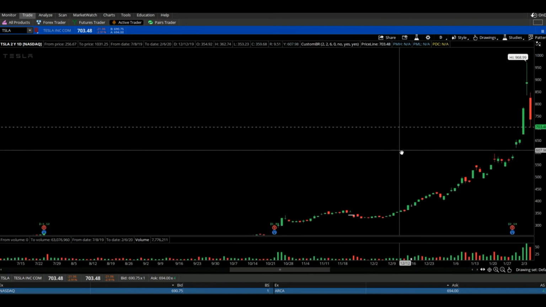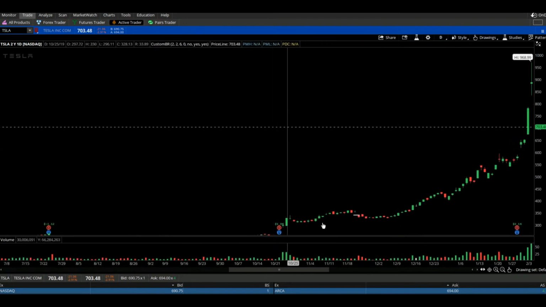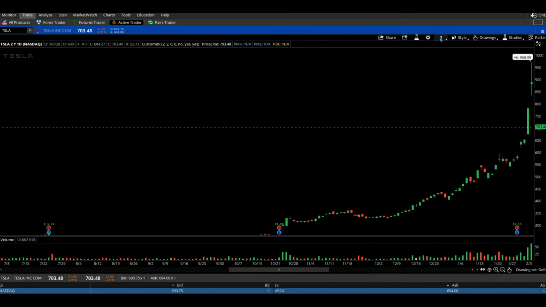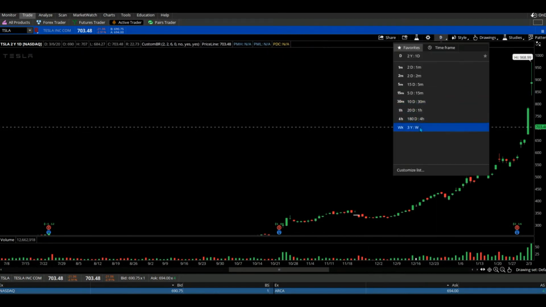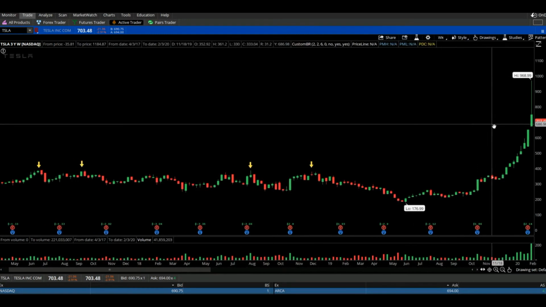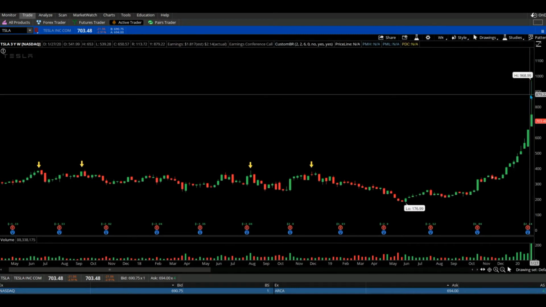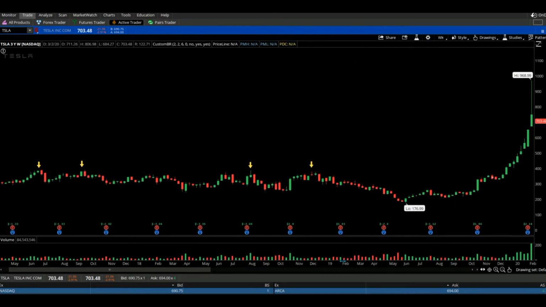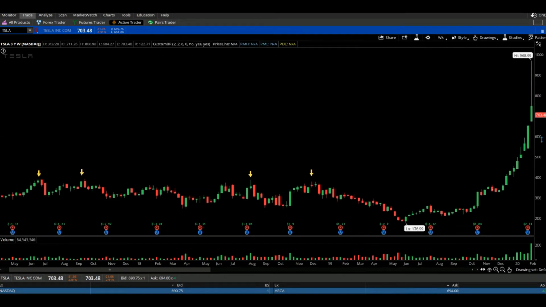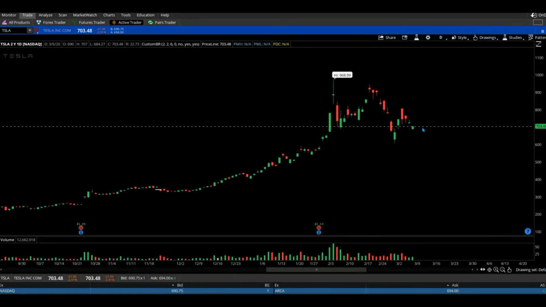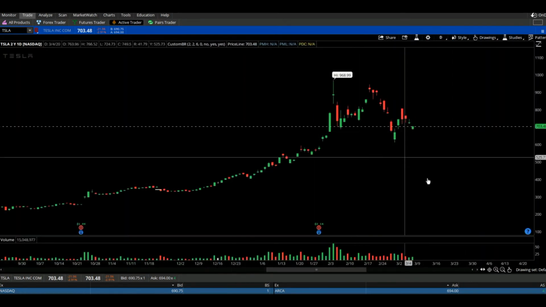Tesla was right about there. And I had talked about how it is extremely overextended. If we come up here to the time frame, go to the weekly chart, this is what we saw on Tesla. I think the close of this green candle was much higher, but it was very, very extended. You can kind of see this is crazy. So I talked about being careful in buying Tesla if you're looking to buy or invest.